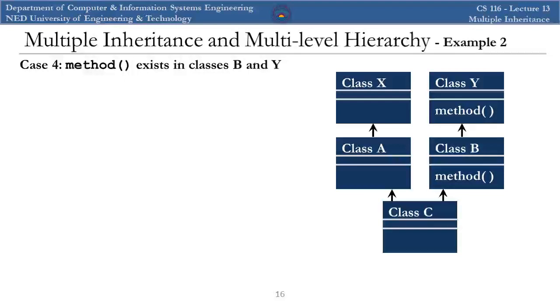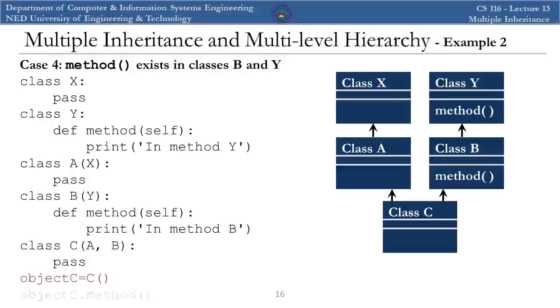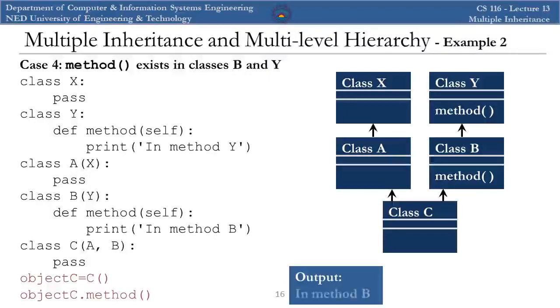Now, in case 4, the method exists in only class B and Y. Since this method is missing in the current class C, and it is missing in class A, and in class X, next Python will come to class B. So the code remains the same. I've just replaced code for class X, class A, and class C. Now it should access class B's method. Here it is, and this means that this method was first searched in class C. It's not there. Then it must have been searched in class A, and then in class X, and then Python came to class B, where finally this method was found.